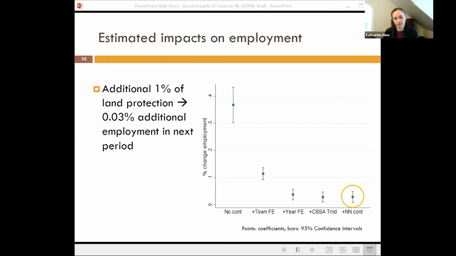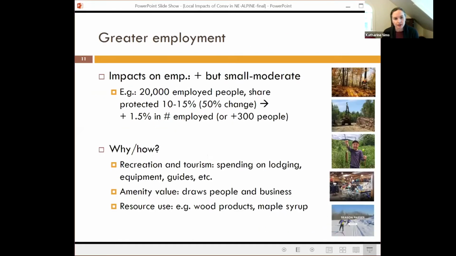And in terms of the coefficient, we find that a 1% change in land protection leads to a 0.03% change in employment in the next 5-year period. To try to put that into more meaningful terms, I would characterize that as small to moderate. And the reason why is to try to translate that into numbers of people. So to translate that elasticity into something that is easy to relate to, think about a town with about 20,000 people employed. That's about the number of people employed in the town of Amherst.